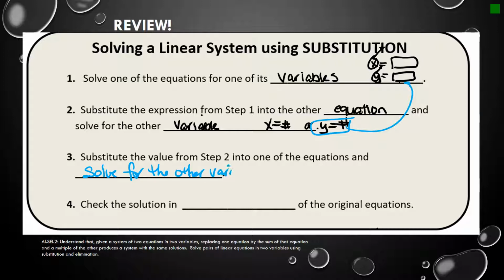My goodness, my handwriting is worse than normal today. Probably because I've had a vacation. Check the solution in both of the original equations, okay? Horrible handwriting, but you've seen this before. Let's hope it gets better.